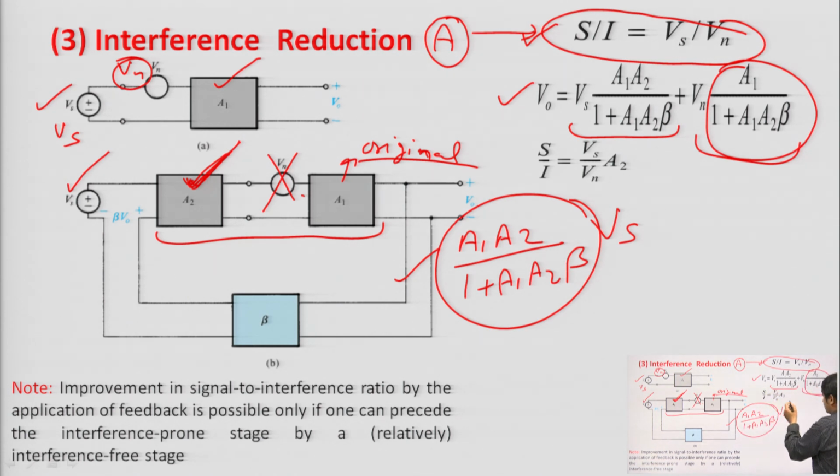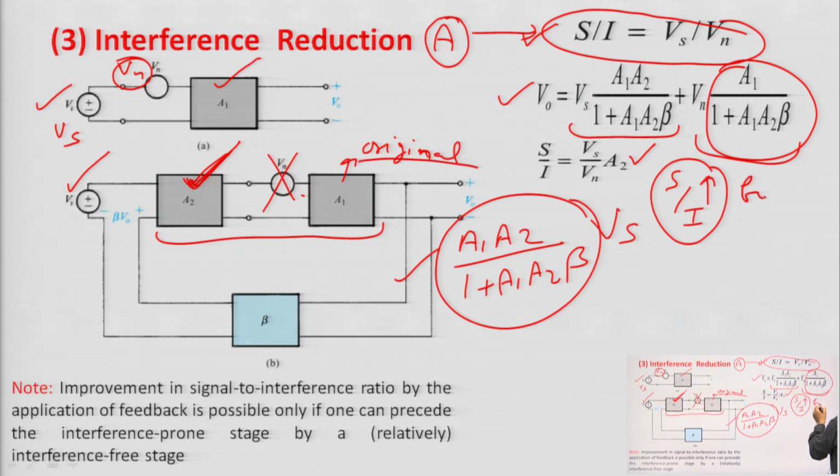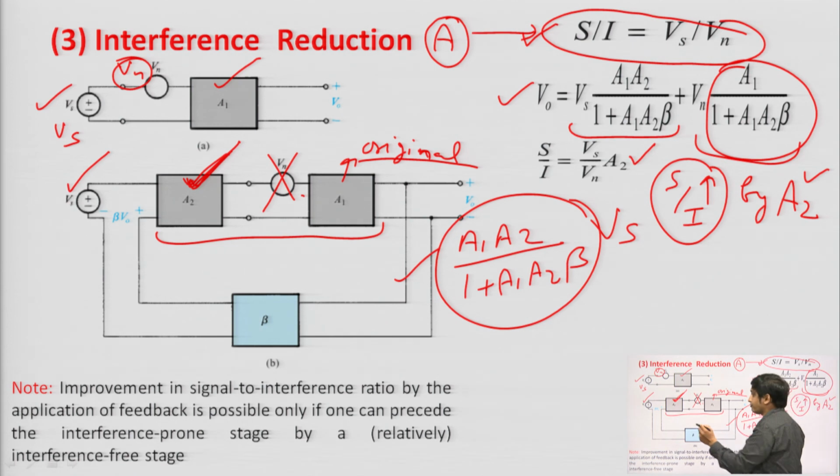Just again calculate the value of S by I. Now, this S by I you can see is Vs upon Vn into A2. Now, your signal to interference ratio is enhanced by the factor A2, and what is this A2? A2 is the gain of that additional amplifier which we have connected before the original amplifier.